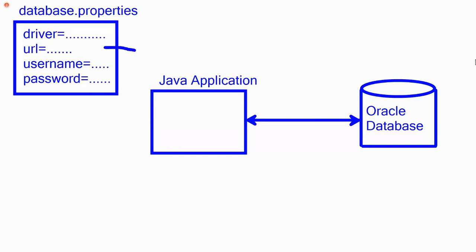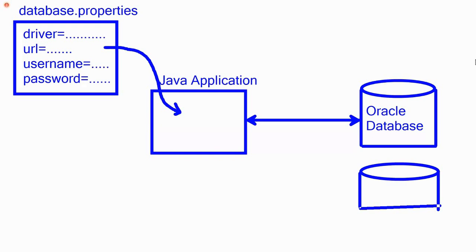Now, all these I can retrieve, no? This driver I'll pass. This driver comes, the Oracle driver. The URL will pass, Oracle URL, Oracle username, Oracle password. Now it is connected to the Oracle database. You want to change the database. Instead of Oracle, now you want to maintain a MySQL database.